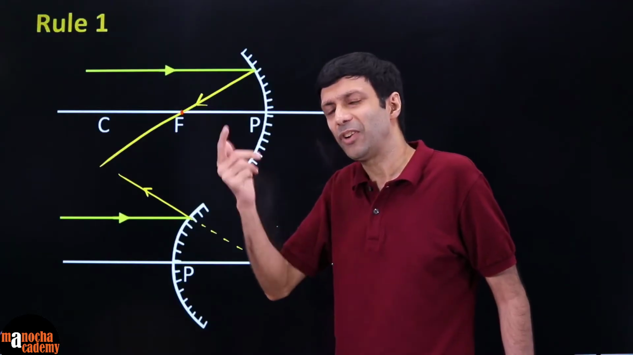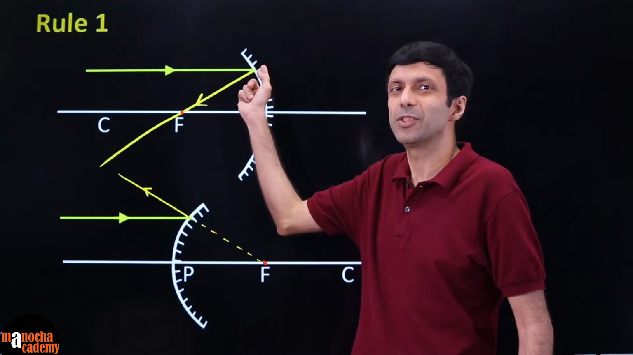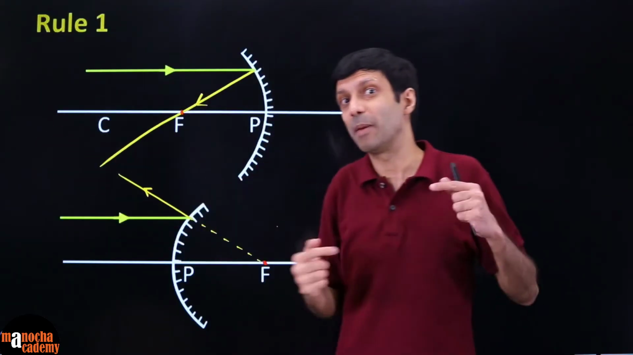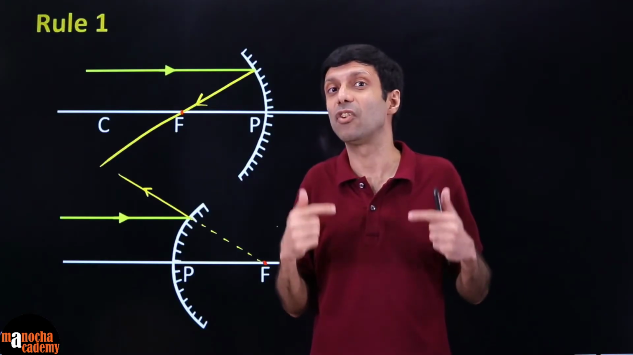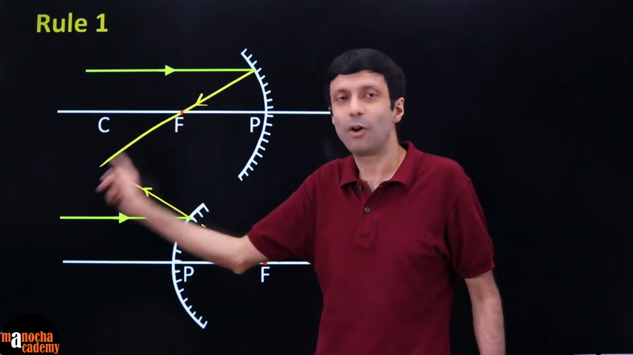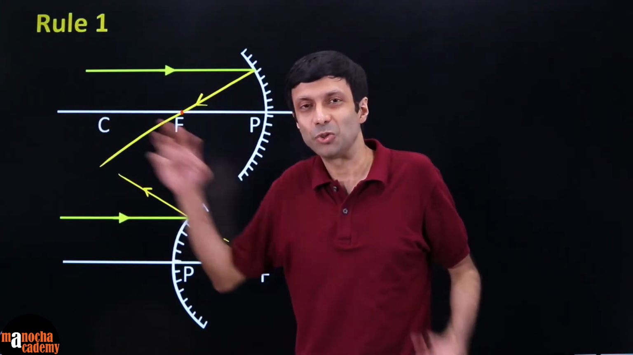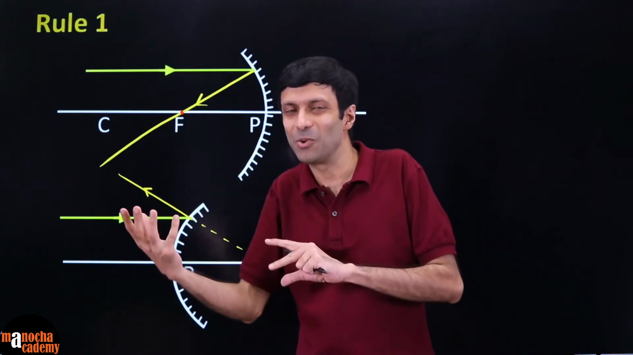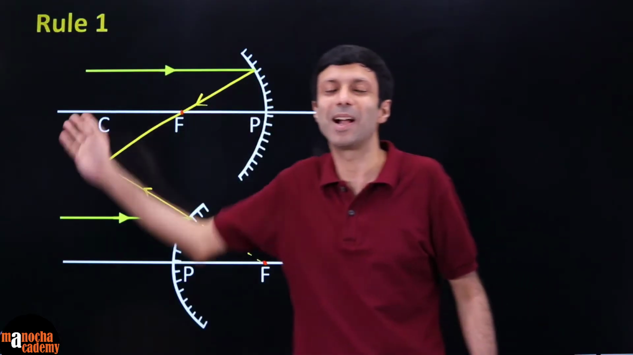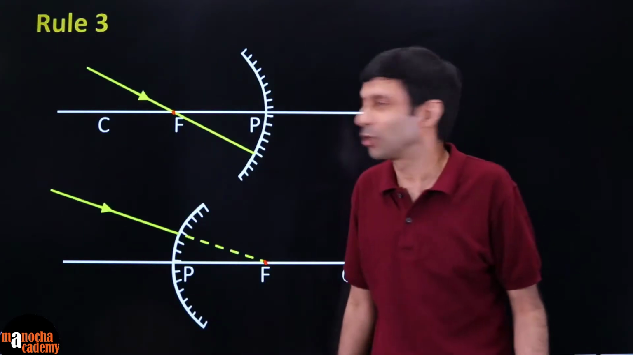So what if I reverse the light? If I make the light go through the focus, what will happen? It will become parallel to the principal axis, because remember, the path of light is reversible. It's called reversibility of light. If light goes this way after a reflection, it will retrace back the same path. So rule 1, if you turn it around, it becomes rule 3: light going through the focus will become parallel to the principal axis. As simple as that.